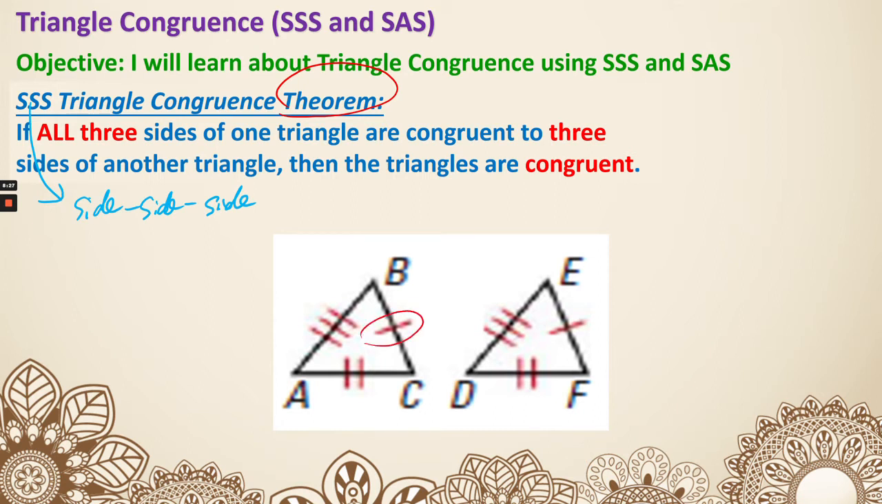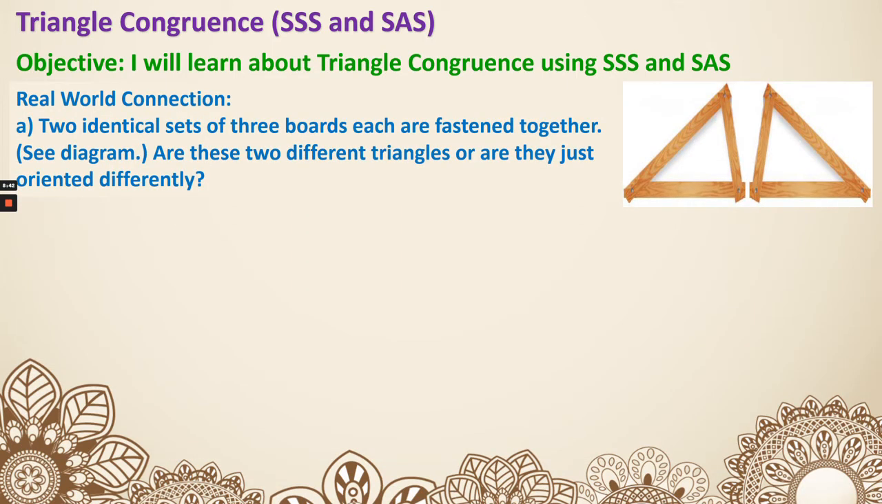You see this 1 bar, same, 2 bar, same, and 3 bar, same. And these, again, are the marks that we draw when we want to indicate the 2 sides in 2 different figures are the same, are congruent. Real-world connection. 2 identical sets of 3 boards each are fastened together. Are these 2 different triangles, or are they just oriented differently? The answer is they are just oriented differently.